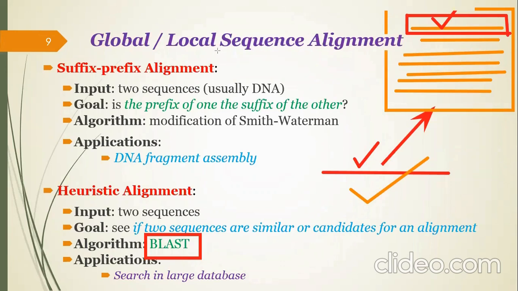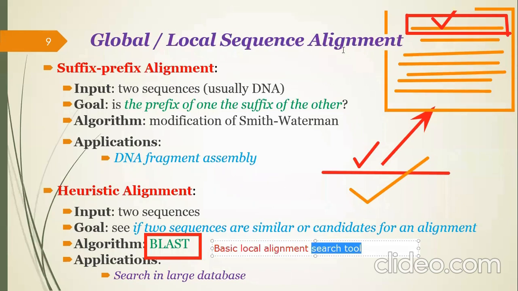And BLAST is actually the Basic Local Alignment Search Tool. If you can see the name, it contains local alignment. It is based on local alignment, but it will search our sequence in the database.